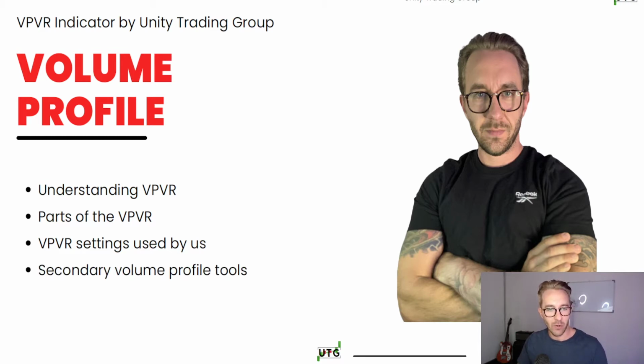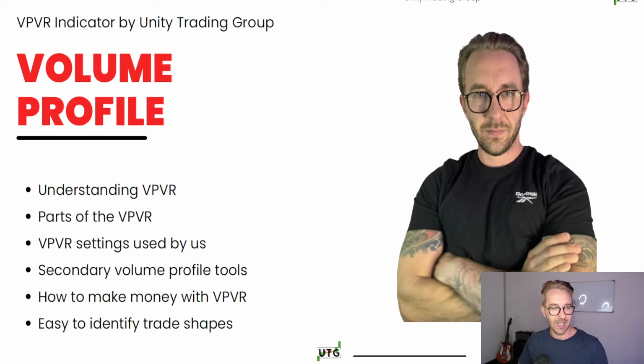The secondary volume profile tools, because as good as the VPVR is, there are some additional tools that you can use to really isolate some select regions of trading data and really get a grip on support and resistance levels. How to make money with the VPVR, of course. We're going to give you some previous trades that I've shared with the group that have worked out really well for us, and easy to identify trade shapes, because it's all about the D's, the T's, and the B's. What does that mean? I will show you in just a moment. And previous trade setups that I've shared with the group, of course.